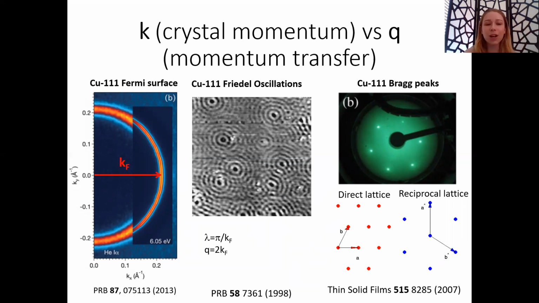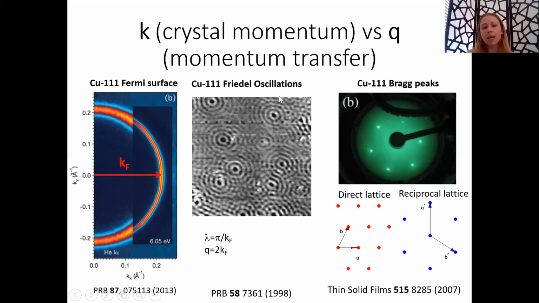So the first graph is the Fermi surface. Copper happens to follow a free electron gas picture fairly well. So if you have a two-dimensional picture thereof, the Fermi surface is just a circle. And this is half of the Fermi surface, so it's half a circle.